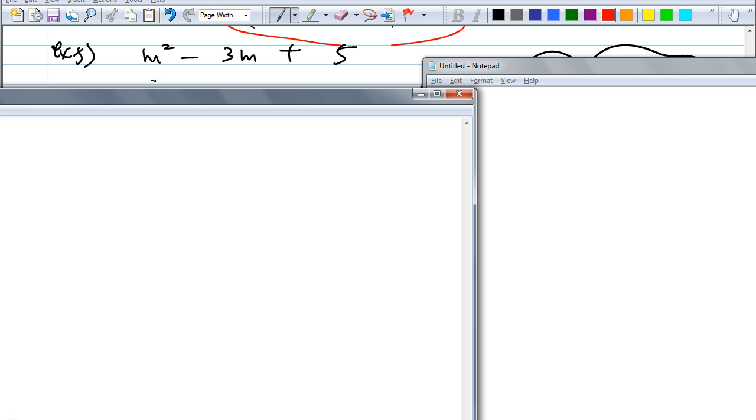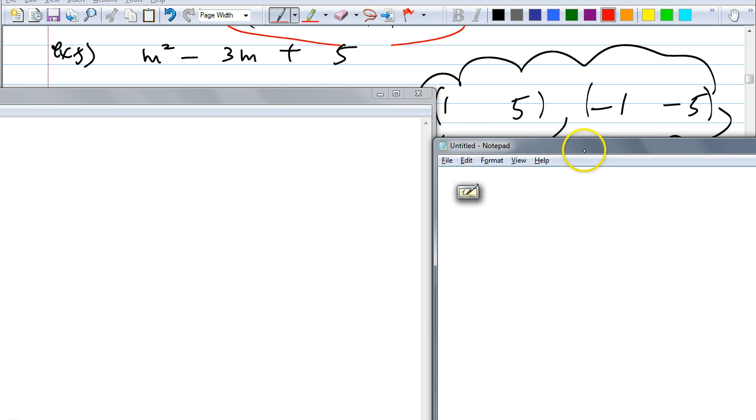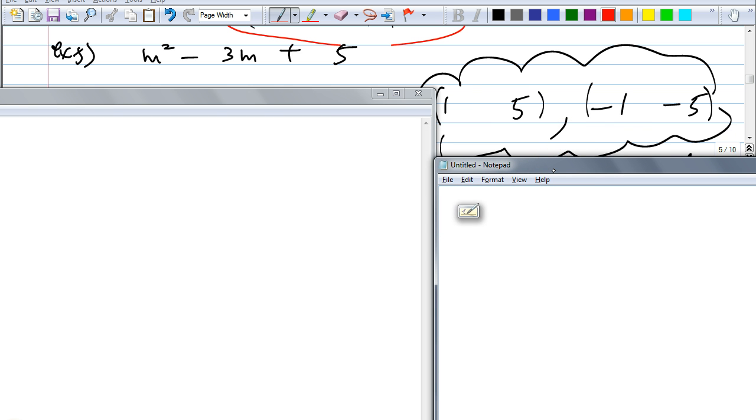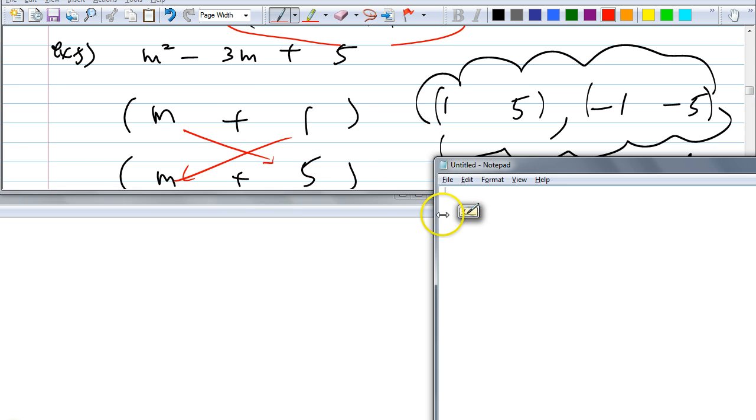M plus something. First of all, let's look at the factors of 5. How can we multiply two numbers and get 5? Well, there are not that many choices. 5 and 1, or what else? Negative 1 and negative 5. That's it. Are there any others? No, that's it. Okay, let's just try the first one. Let's say that we did m plus 1 times m plus 5.